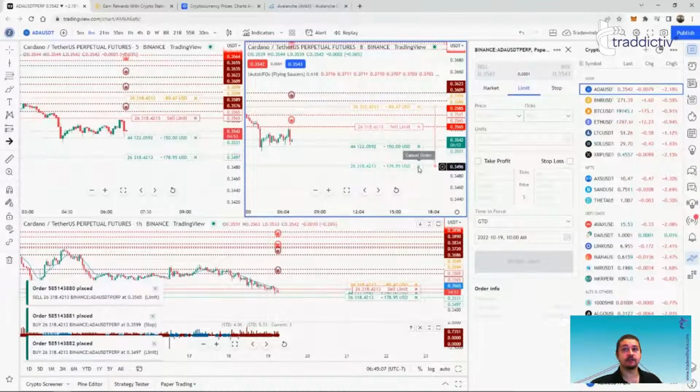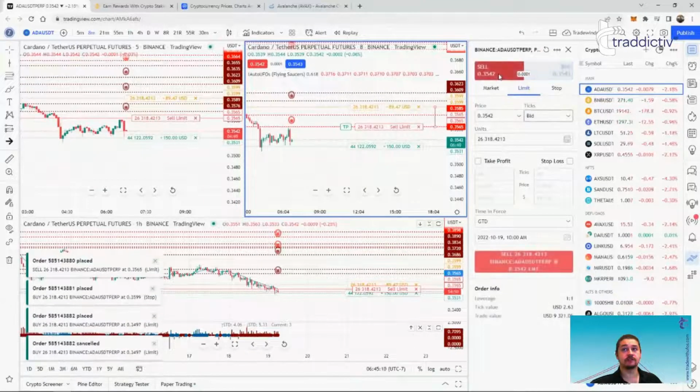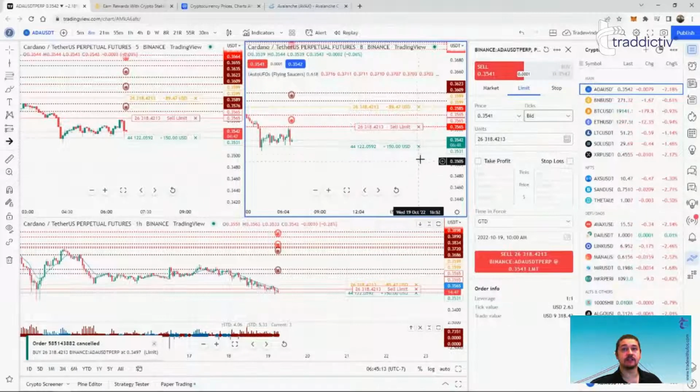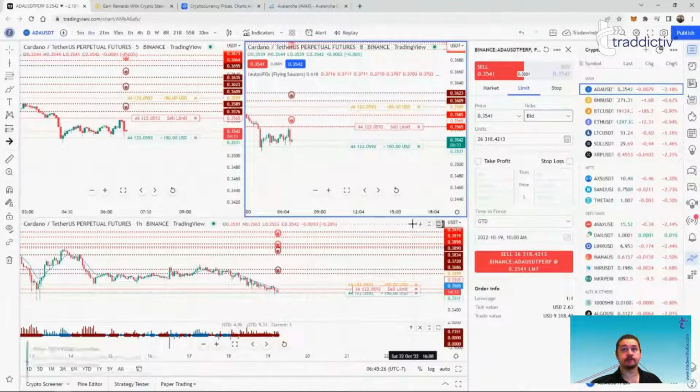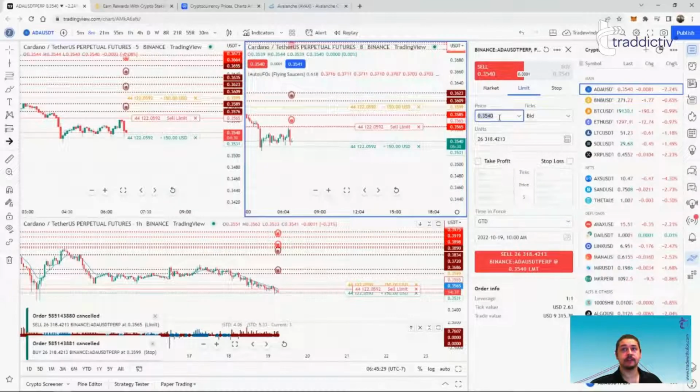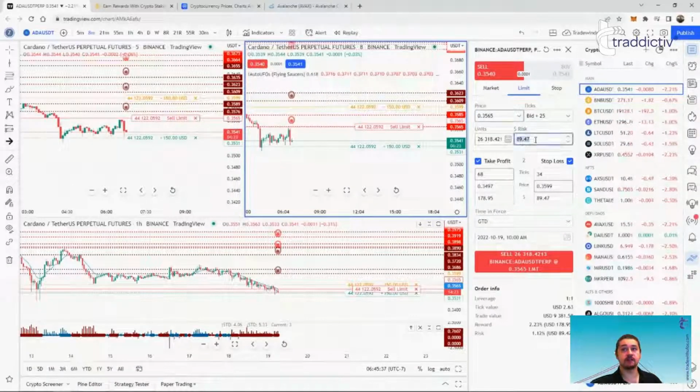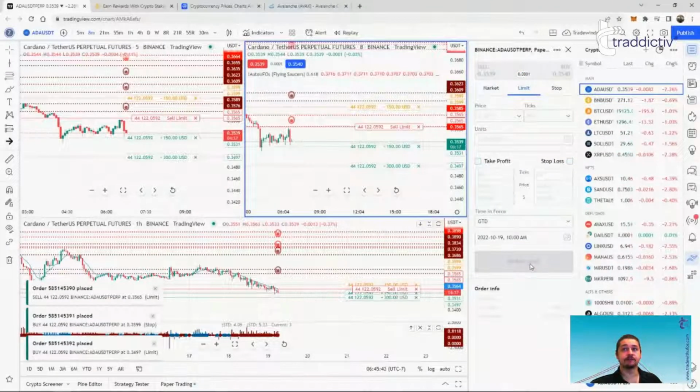Let's just see. I think it changed my values there, so let's reset it. There it is. Sell that. 03565. Take profit and stop loss stays the same. That's double. Risk is not $89, it's $150. And do the same. All right, so that's our setup on Cardano that we're looking for.